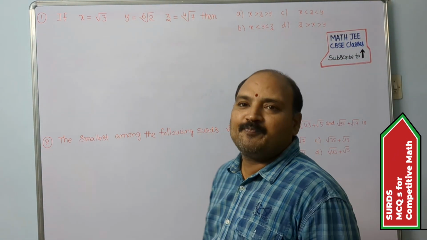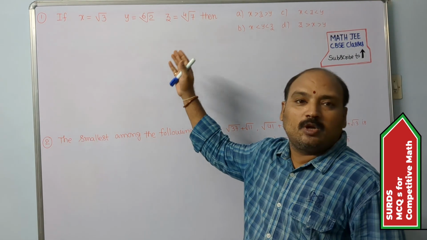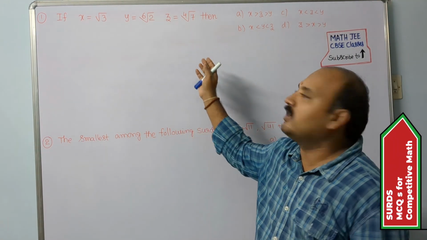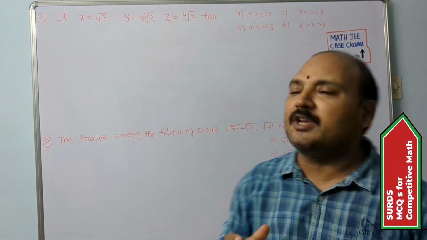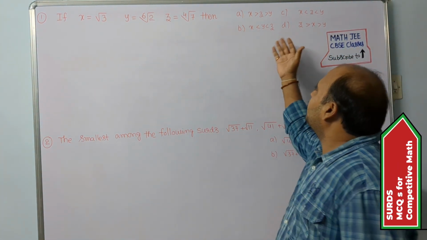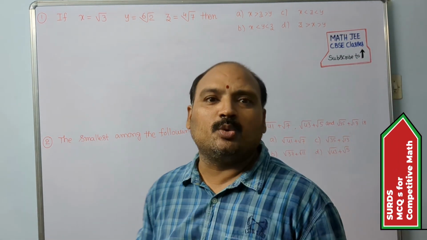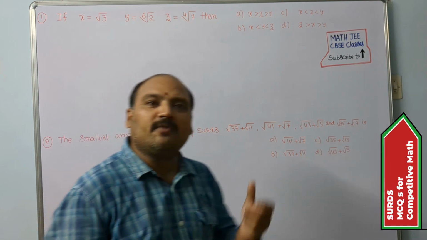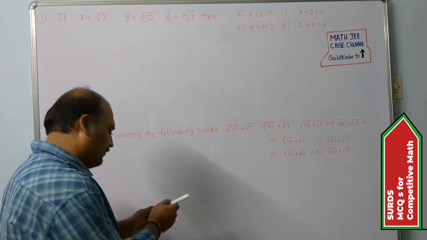The question here: if x equals root 3, y equals 6th root of 2, z equals 4th root of 7, then among the following, they are asking to arrange them in the form of the given options. So first we need to discuss the given surds, and among them, which one is arranged in ascending order or descending order.